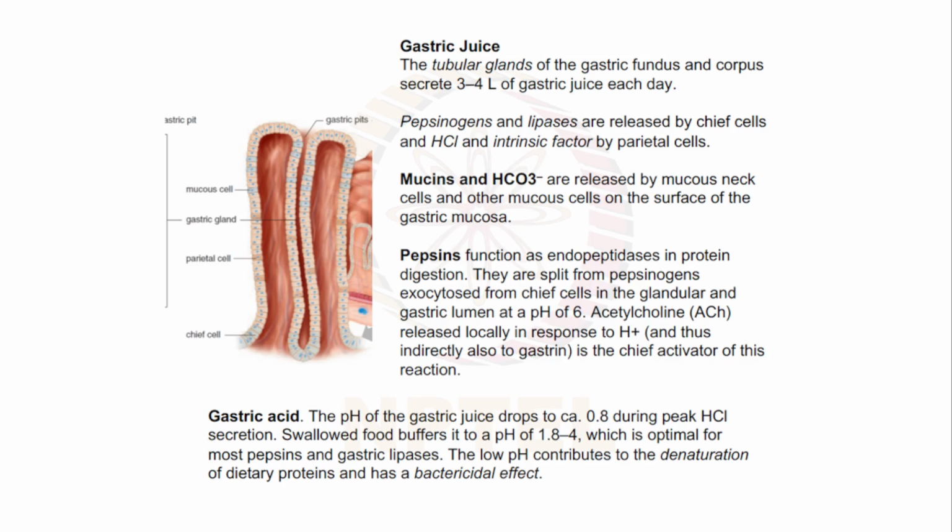So what does the gastric juice contain? The tubular glands of the gastric fundus and corpus secrete 3 to 4 liters of gastric juice each day. Gastric juice is being secreted nearly 3 to 4 liters in a day. Pepsinogens and lipases are released by the chief cells, and HCl and intrinsic factor by the parietal cells.